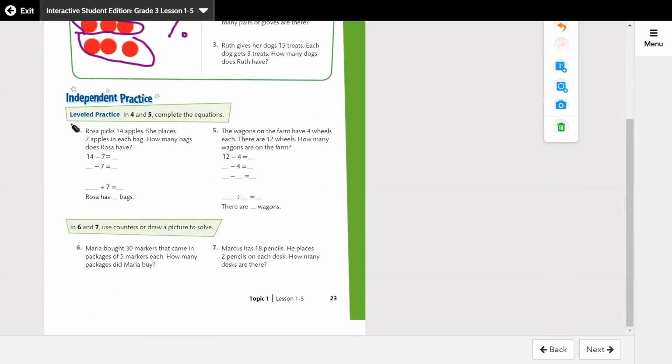Again, numbers 4 and 5 are working with that repeated skip counting subtraction. 14 minus 7, 7 minus 7, telling us how many groups of what kind you're needing. Go ahead and complete number 4 and 5 here, as well as 6 and 7 on our independent practice.